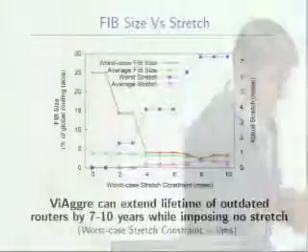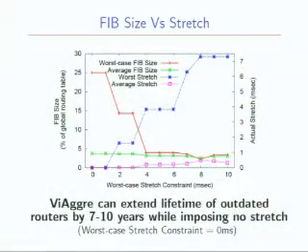Okay? And now, another way to look at this reduction in FIB size is to look at the extension in lifetime of routers due to the use of ViAggre. And we conducted a study to the effect, and the highlight of that study was the fact that ViAggre can be used to extend the lifetime of already outdated routers by 7 to 10 years, while imposing no stretch on the ISP's traffic, which I'm sure many ISPs would be very excited about.